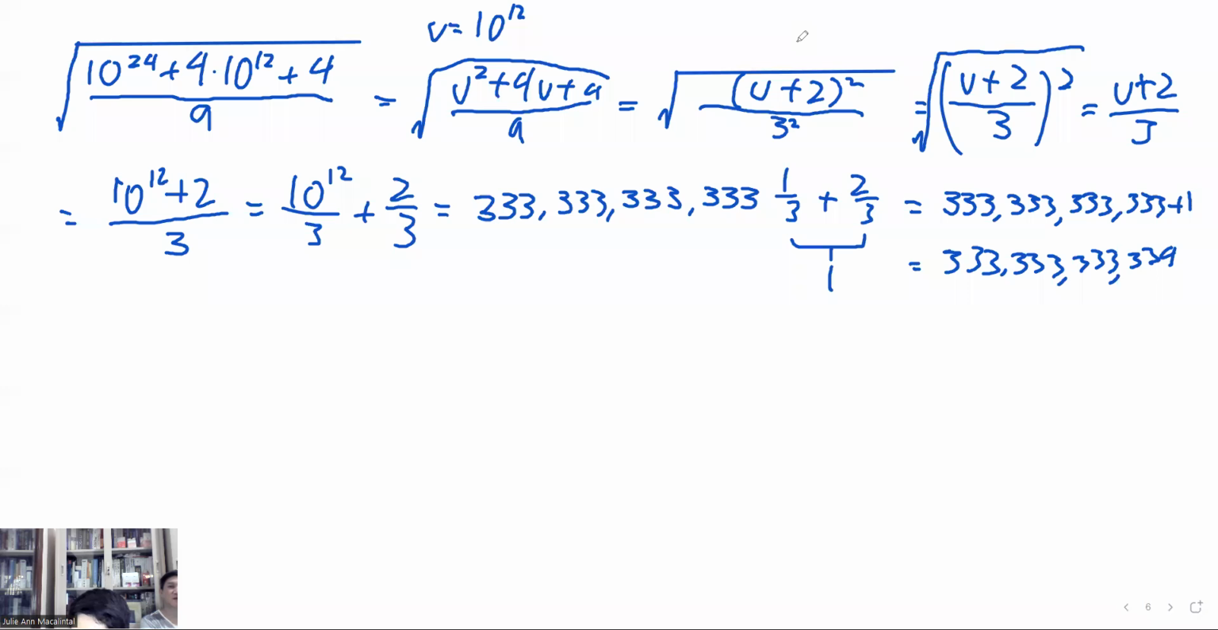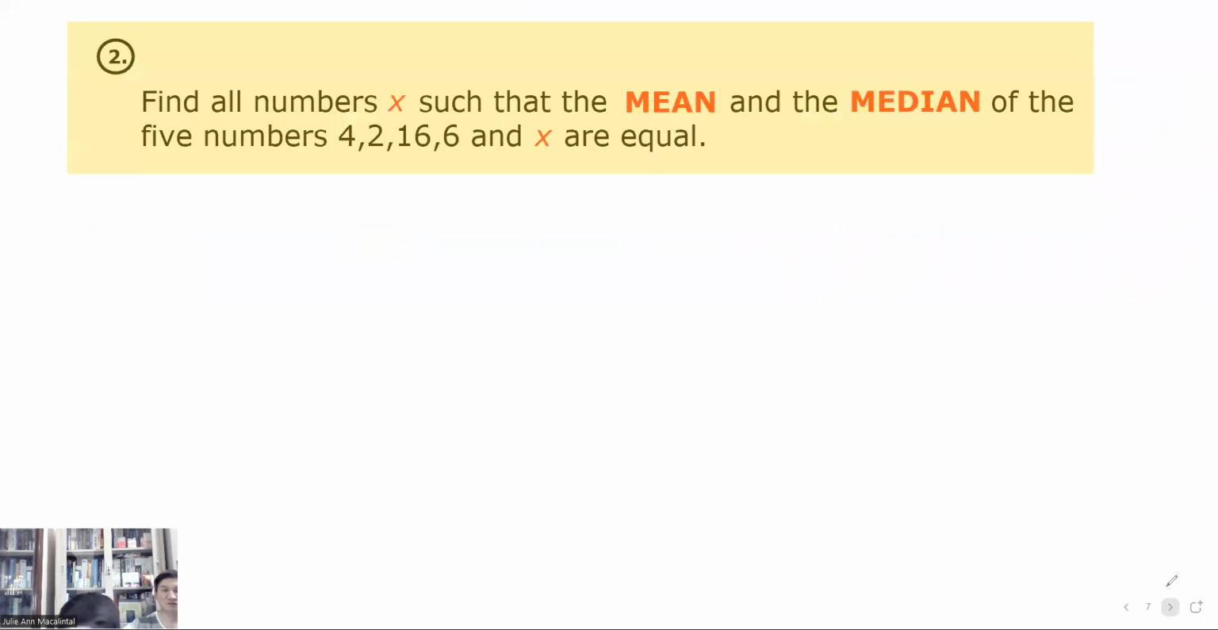So we got the same answer using the formula for the geometric series. Our next problem is: find all numbers x such that the mean and the median of the five numbers 2, 4, 2, 16, 6, and x are equal.